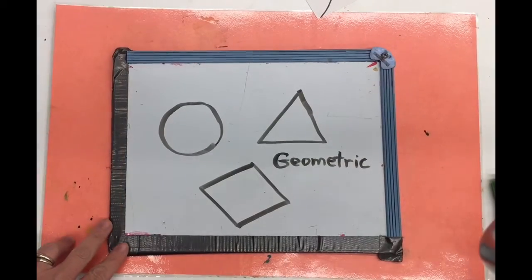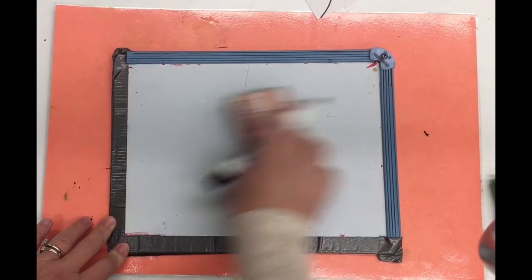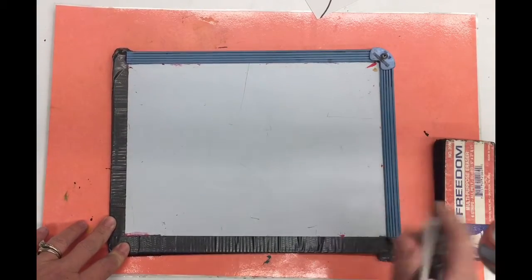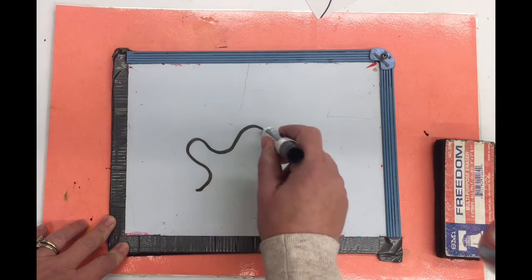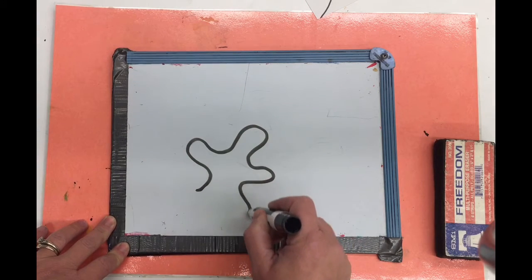Geometric shapes are usually man-made. They are very regular and easy to measure. The other kind of shape is called organic shape.